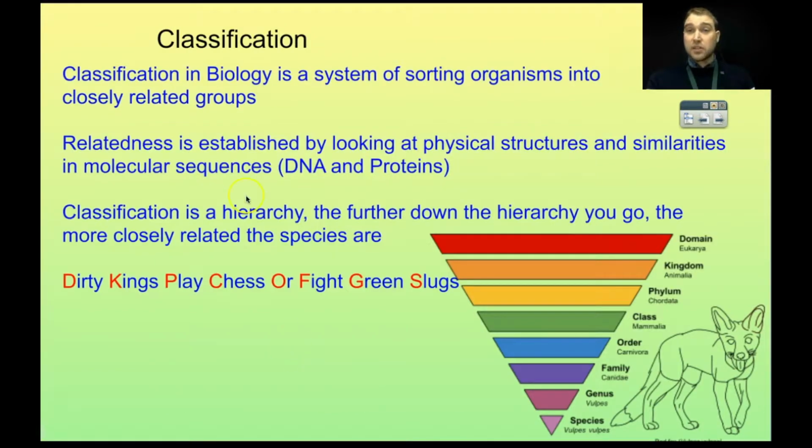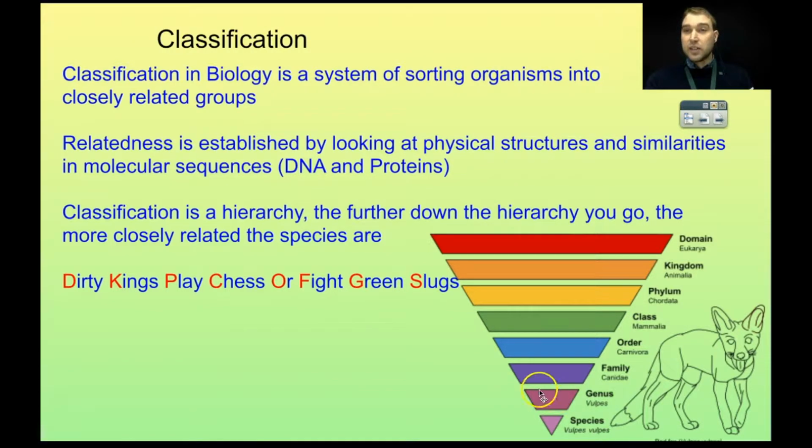So what is classification? Classification in biology is a system of sorting organisms into closely related groups. So you have large groups of organisms and you sort them out into smaller groups until you get down to just one species of organism. The way we establish relatedness is by looking at physical structures to start with, but these days it's much more common to look at the DNA and proteins found within the species to identify how closely related they are to other species. It's a hierarchy.